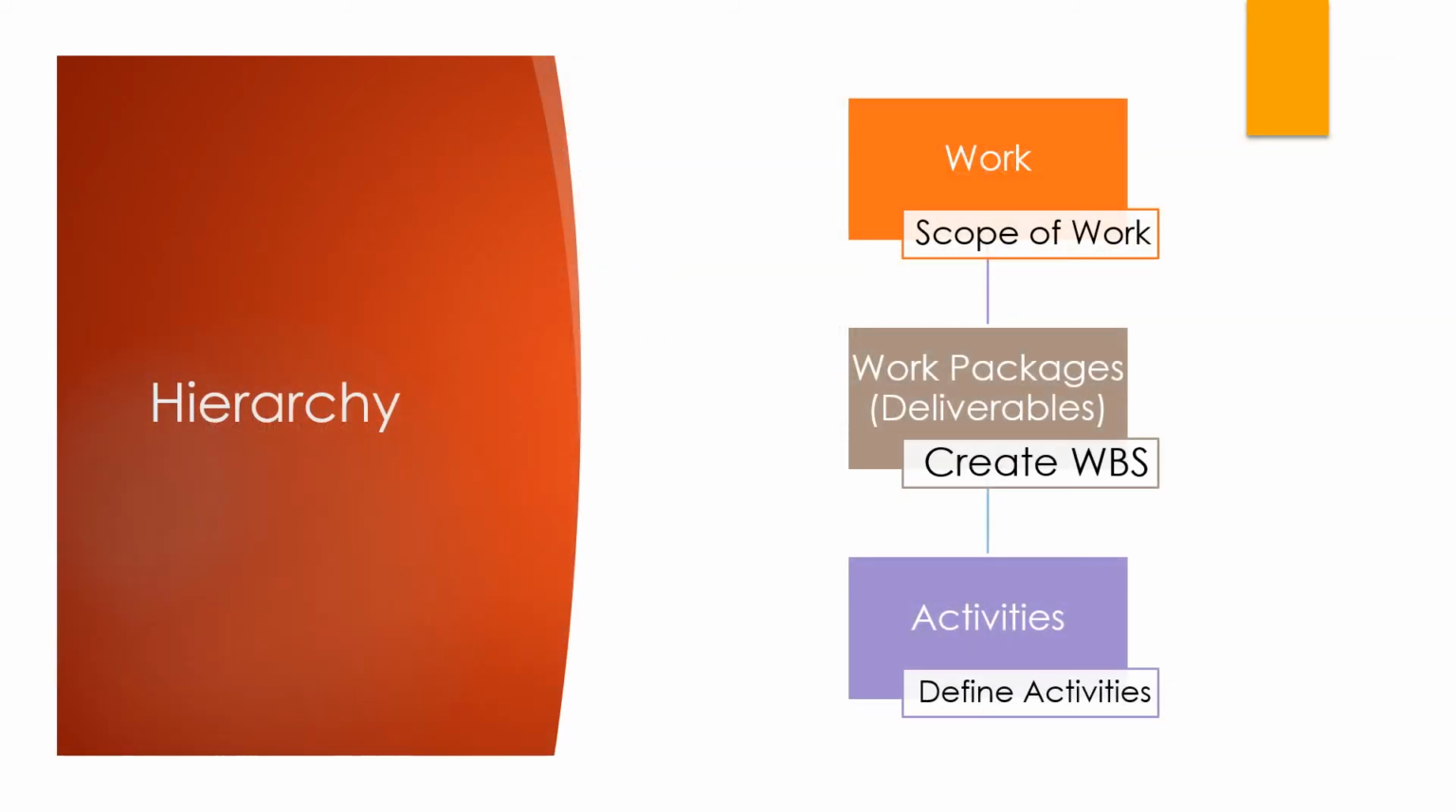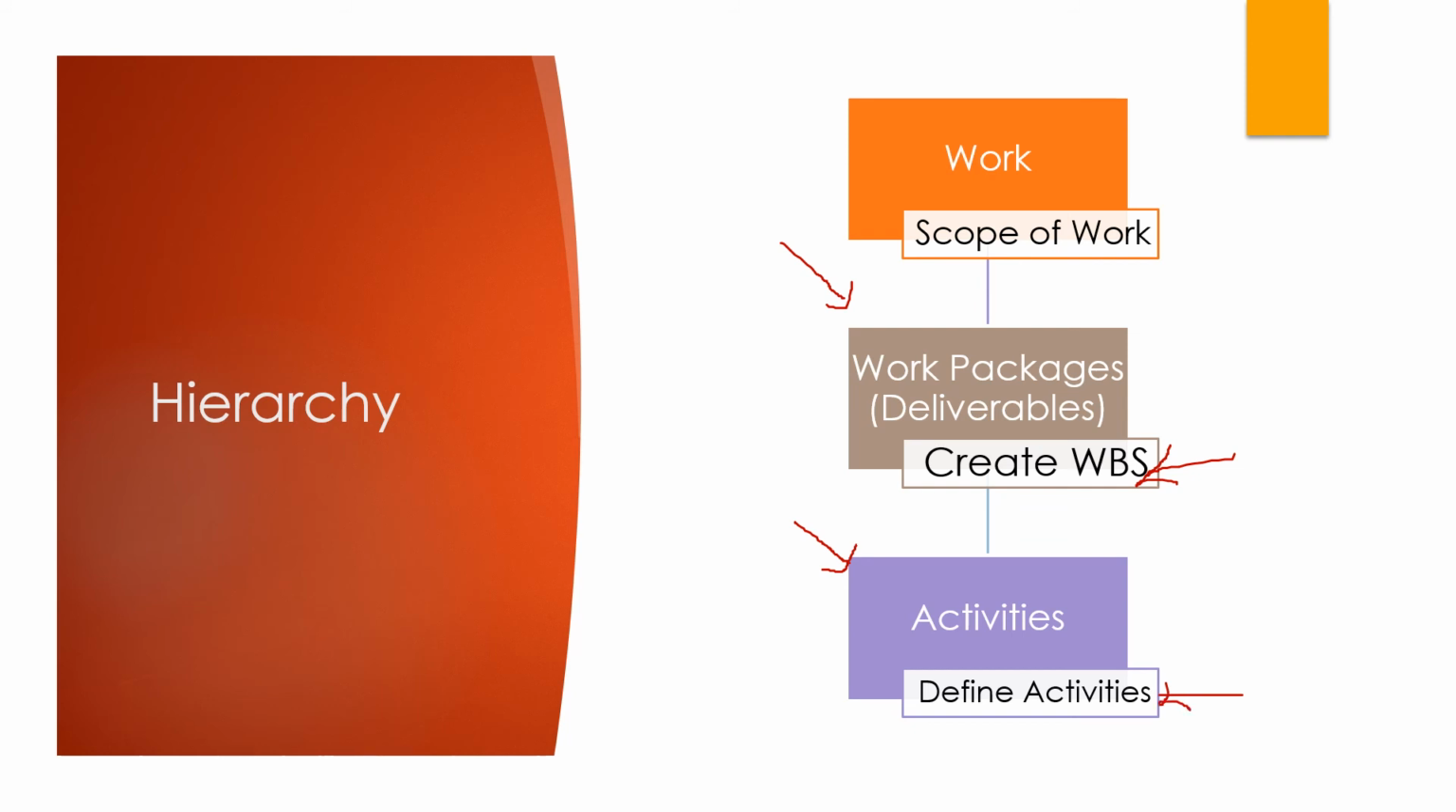So here's the hierarchy. You've got the work, which is the scope of work for your project. That is further divided into work packages or deliverables, right? You do that in the create WBS process. This is where you divide the scope of work, the entire project work, into work packages or deliverables. Like I mentioned, writing the code for one module could be a work package. And then the define activities process is where these work packages or deliverables are further divided into activities.